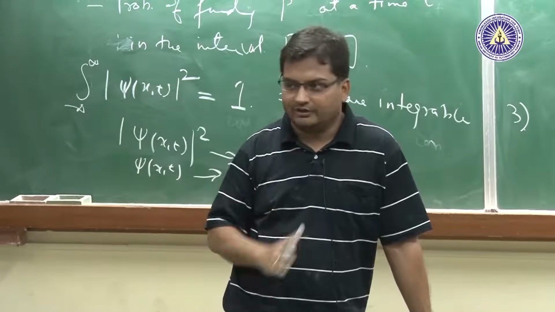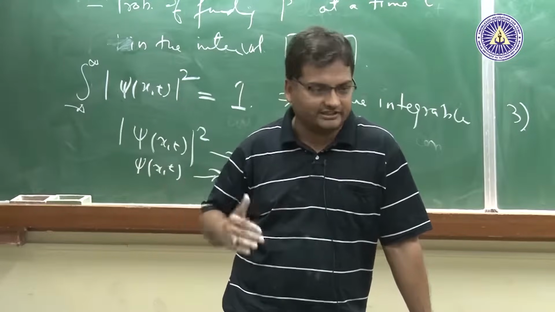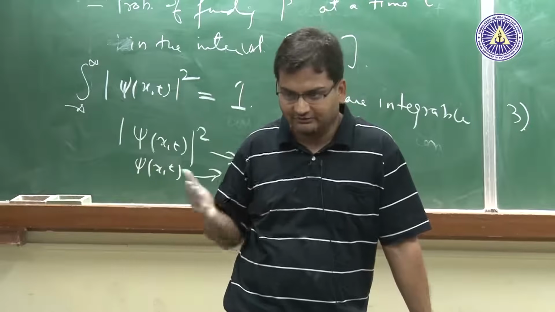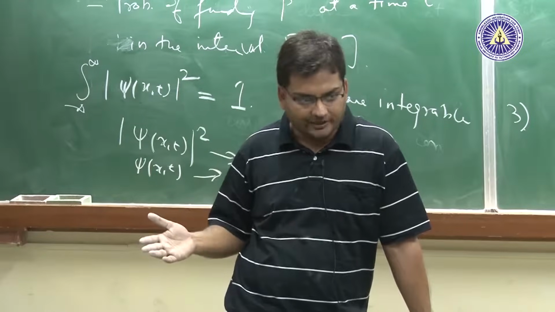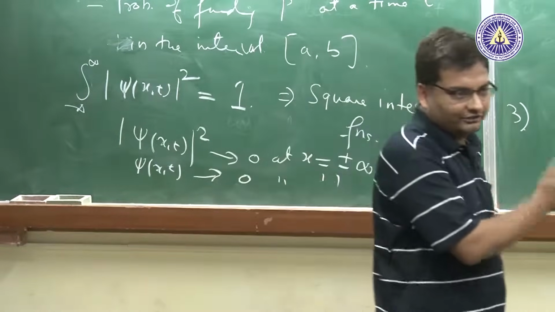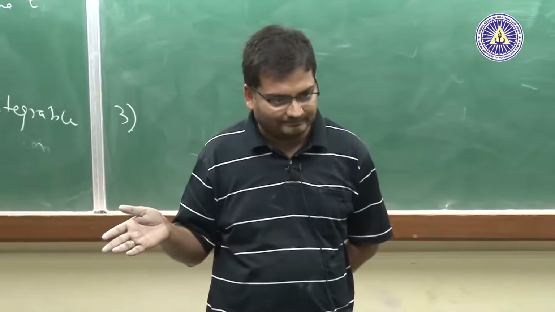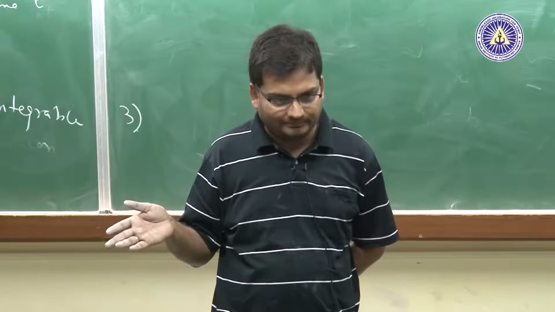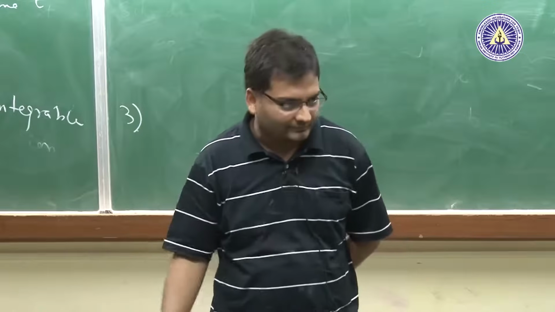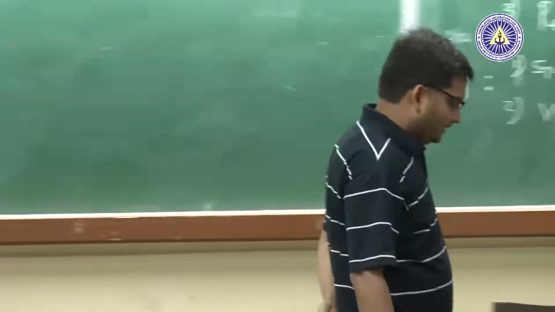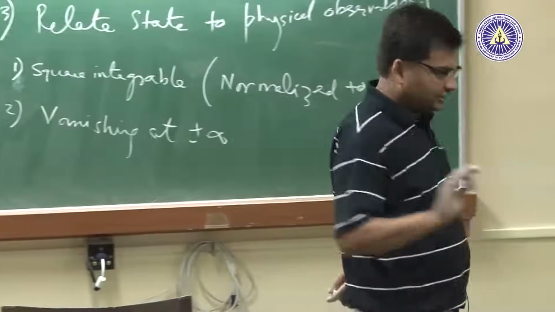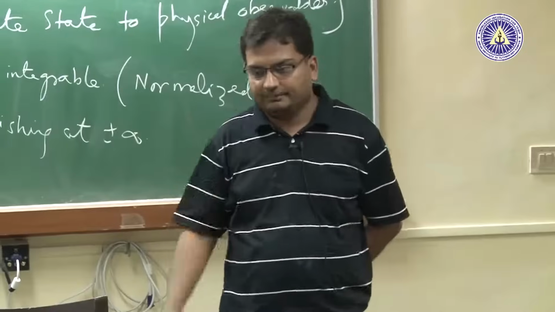Among all the possible functions, only the functions which satisfy these two criteria can possibly be wave functions of a particle. And the Schrodinger equation being a homogeneous equation, it allows us to normalize the wave function. So this is step 1. Now step 2, for example.